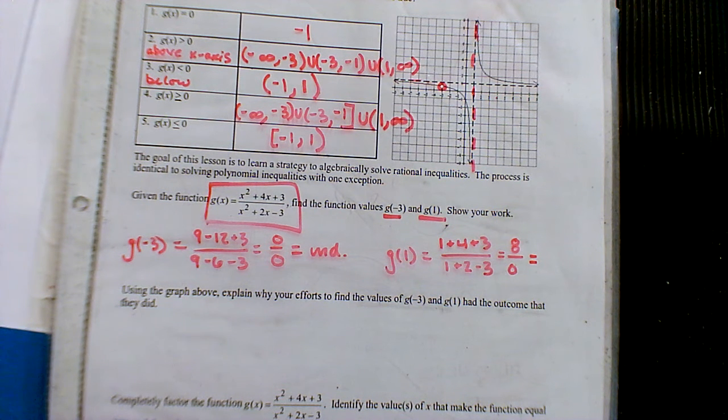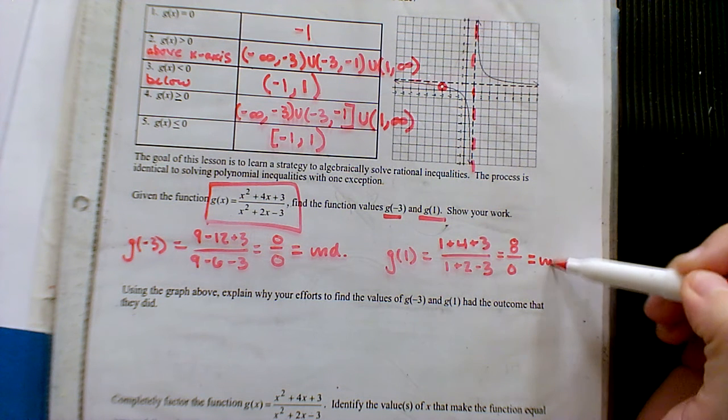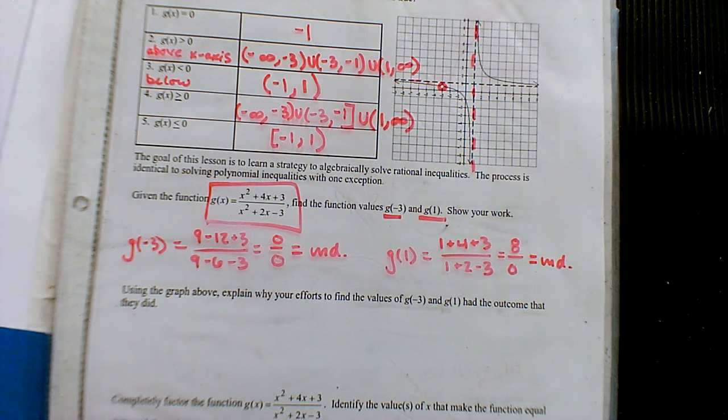But why is it undefined? Yeah? Because you can't divide anything by 0. You can't divide anything by 0. I don't care what's up top, okay? You can never ever divide by 0. So that result is going to be undefined. Same reasoning kind of here, where we have an undefined value.